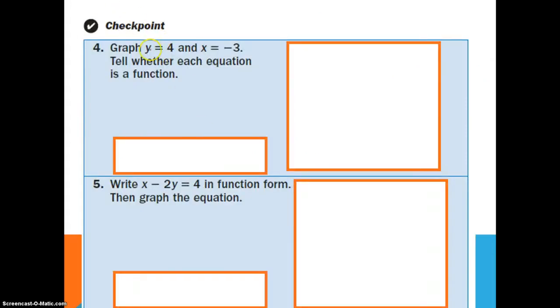For number 4, graph y equals 4 and x equals -3. Well, y equals 4 is 0, positive 4. X equals -3 is -3, 0. Do you see that I have 2 different points? This is not the same line. These are 2 different lines. Pause the video and graph it over here where you have your graph.